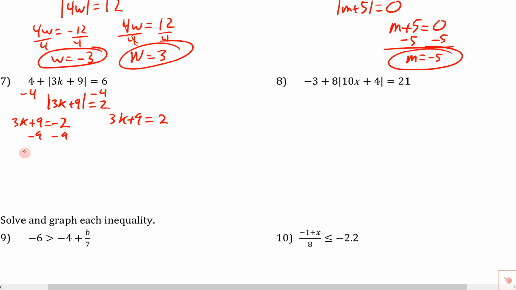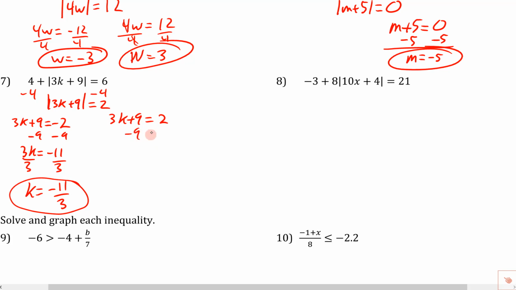I'm going to subtract 9. We get 3k equals negative 11 altogether. Divide by 3, so we get k equals negative 11 thirds. 3 doesn't go in there evenly, so we think of it as a fraction, and it doesn't reduce at all, so we're going to leave it like that.